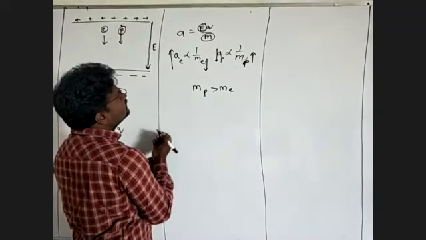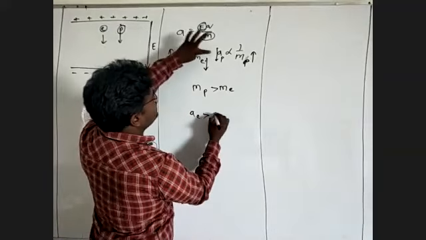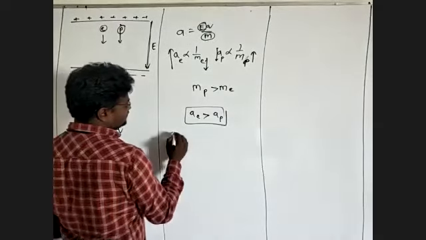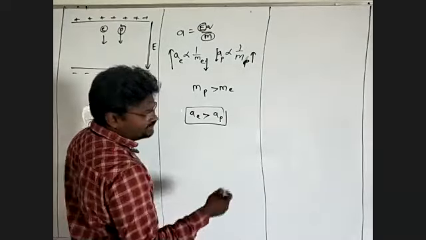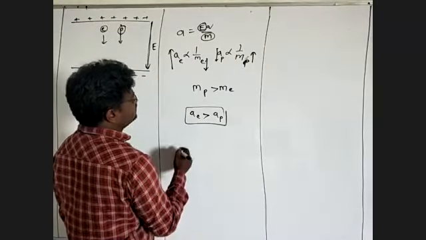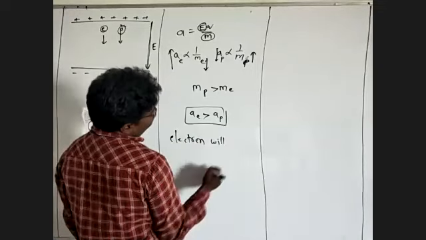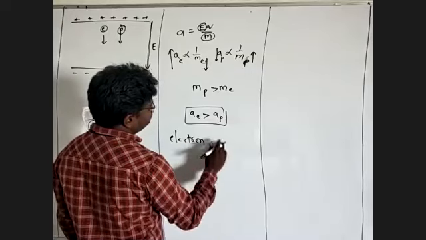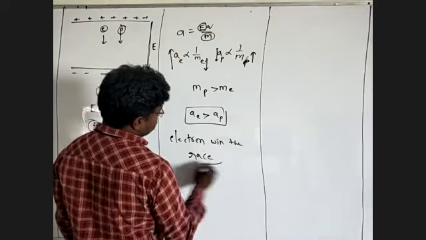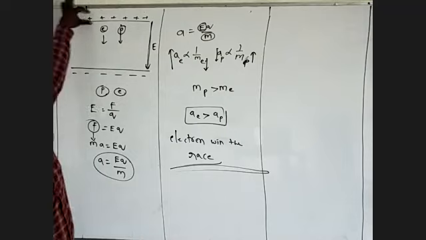Now finally, the result is a_e greater than a_p. Who will win the race? The electron will win the race. Electron wins the race.